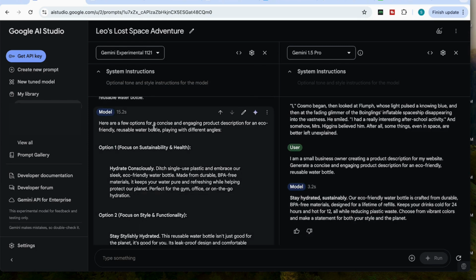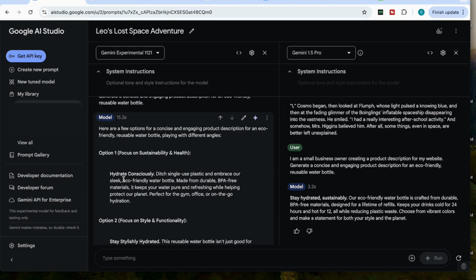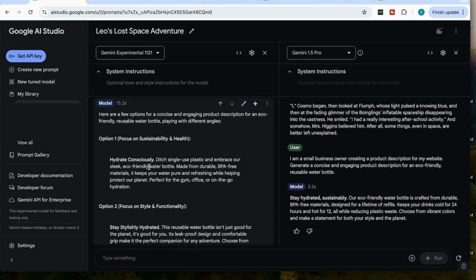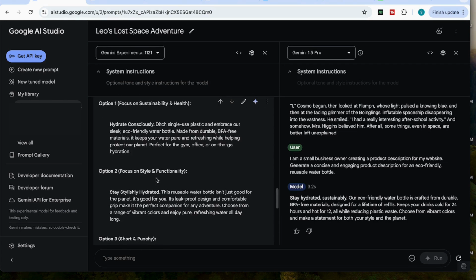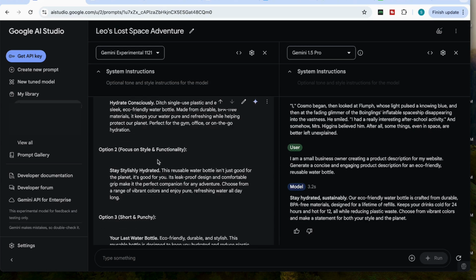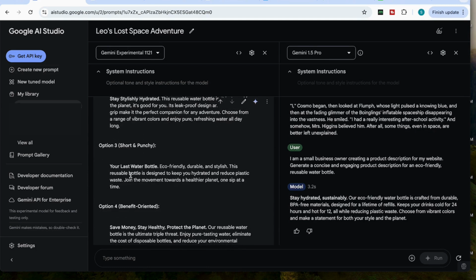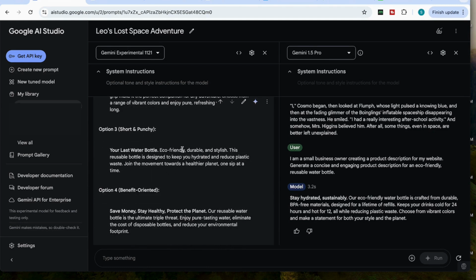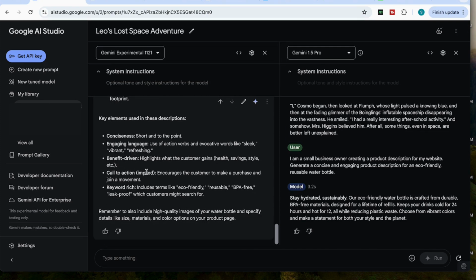So with the Gemini Experimental 1121 model, we see that it's come back with four different options, and they're actually quite interesting options. So we've got: hydrate consciously, ditch single-use plastic and embrace our sleek eco-friendly water bottle. Option two focuses on style and functionality: stay stylishly hydrated. Option three: your last water bottle, eco-friendly, durable and stylish, save money, stay healthy. Quite basic here, but you can see that there are potential options that you could build on. So I think it actually does quite well with this creative brainstorming.